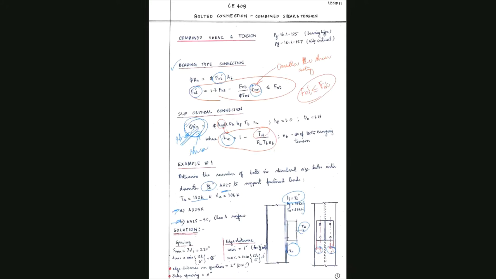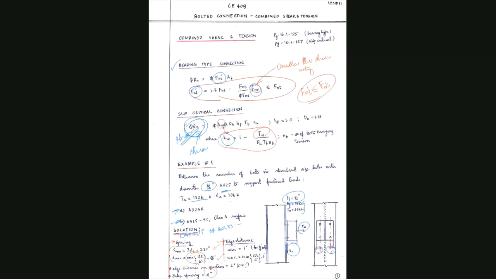So if you could take a look at the first part of the solution, as we discussed earlier, it is the layout of bolts. Layout of bolts involves essentially the spacing limitations. We go through the spacing limitation as well as the edge distance. We know from previous studies that the minimum spacing is 3 times diameter, and the maximum spacing is the minimum of 12 times t, or 6 inches. And we can choose one. In this case, we have chosen 3 inches, so that it is within the limits.